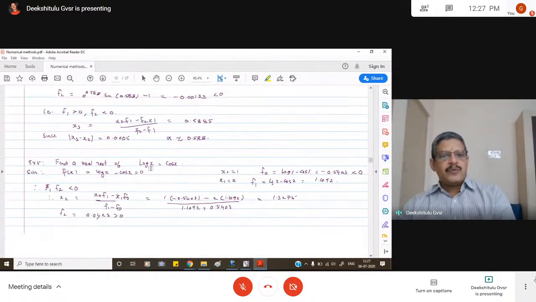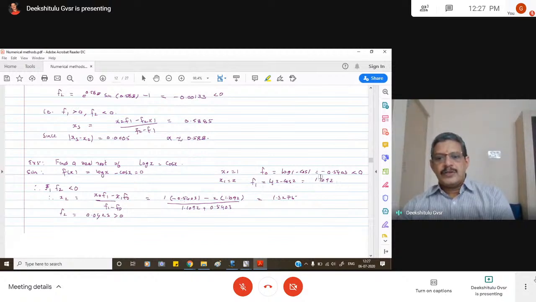Another problem, find the real root of log x = cos x. Consider log x - cos x = 0. At x0 = 1, f0 is less than 0. At x1 = 2, f1 is positive. So the root lies between 1 and 2, because f0 f1 is less than 0. So x2 is (x0 f1 - x1 f0)/(f1 - f0).